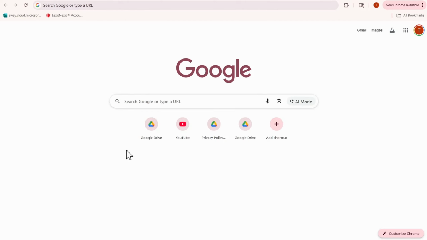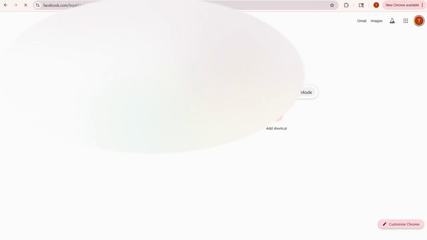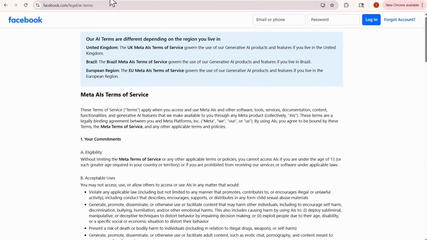Today's review is going to be on the AI terms offered by Facebook. So we're doing a series on the channel right now. We're looking at different AI terms of service, public-facing documents related to how artificial intelligence is used by organizations. So we're going to be looking at Meta's AI terms of service.